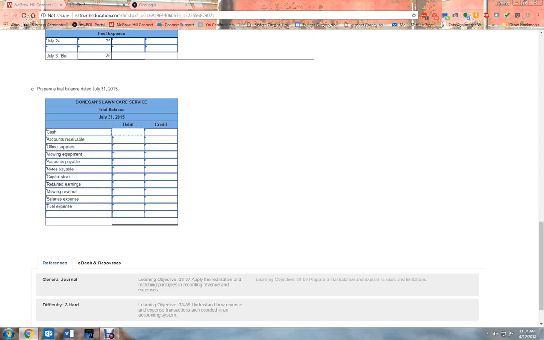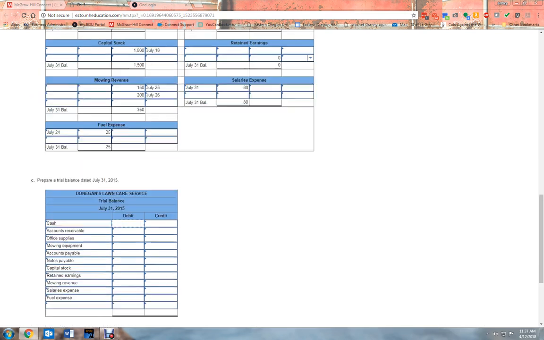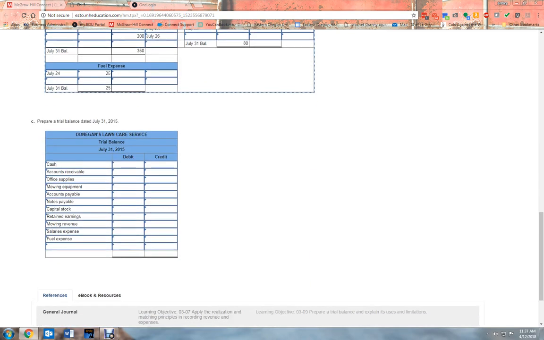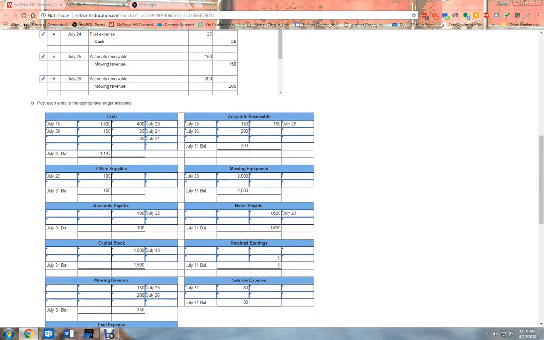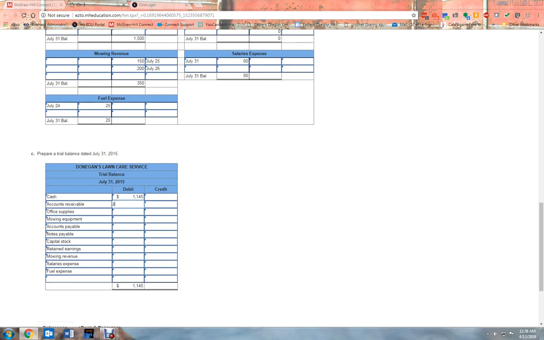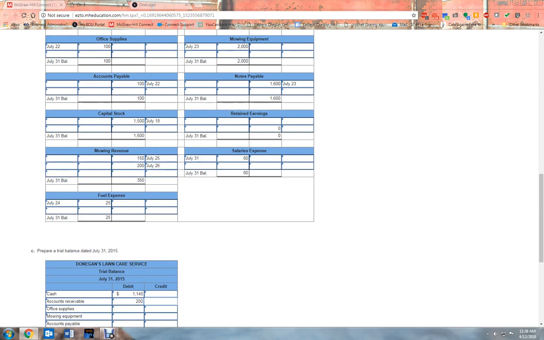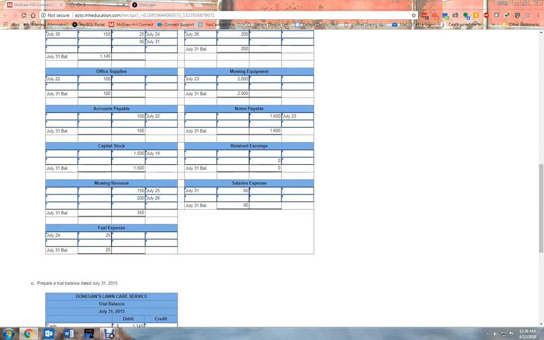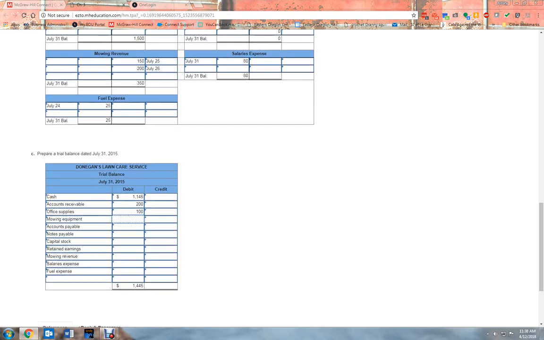Okay. So now what I'm going to do is transfer each balance. It's either a debit or a credit balance. So looking at my cash account, I had a $1,145 debit balance. Okay. Accounts receivable, go look, $200 debit balance. Office supplies, $100 debit balance. Mowing equipment, a $2,000 debit balance.